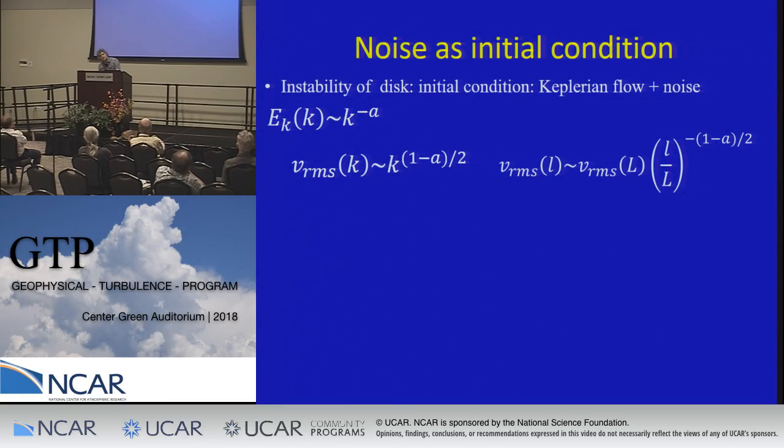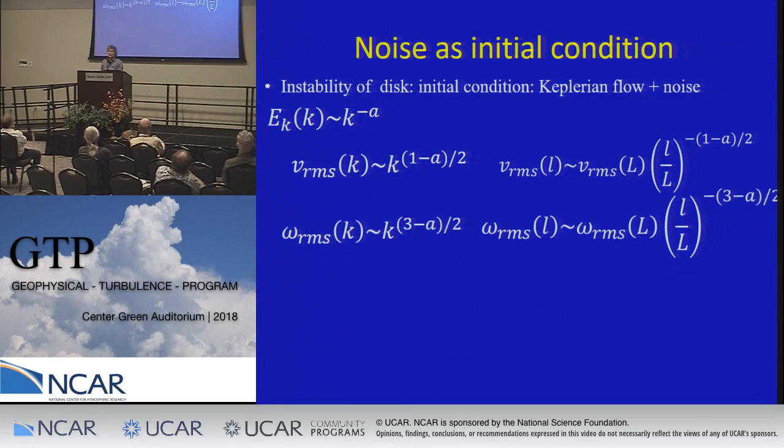But the vorticity is the derivative of that. So the RMS vorticity goes in a different way. For k to the minus 5/3 spectra, it goes as the length to the minus 2/3 power. All the vorticity and entropy is at the small scales. All the energy and the velocity is at the big scales. So for that index between 1 and 3, at least that statement is true.